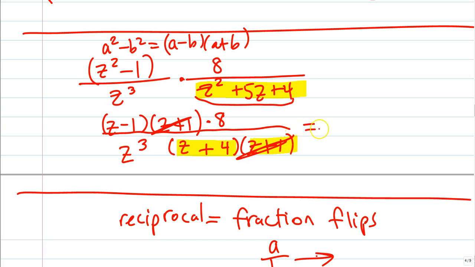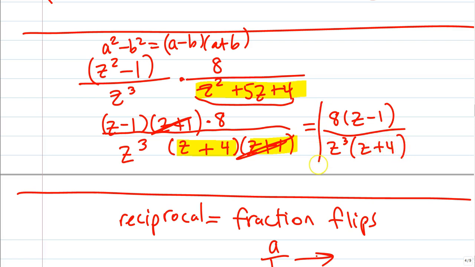So what we're left with on the top, you could put z minus 1 times 8. Generally, we put the coefficient at the front. So 8 times (z minus 1) all over z cubed times (z plus 4). Not a simple process, but what we end up with is simpler than what we started with. Fewer terms, less messiness. We also need to talk about reciprocals.